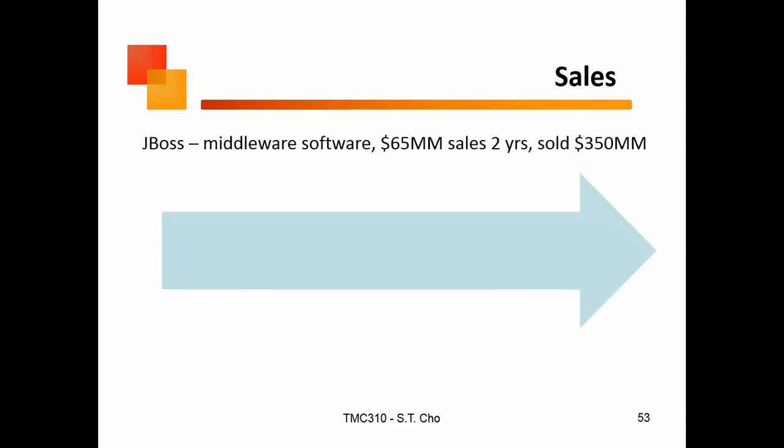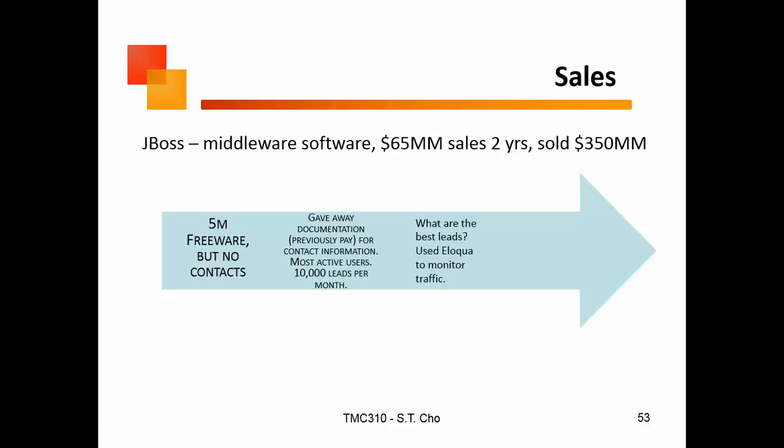And so here's an example. JBoss was a middleware software company. They sold for $350 million. They started out with freeware. And then they made the goofy mistake, because these guys weren't entrepreneurs, of not getting people's contacts. So what they did is they gave away documentation. They figured out what their best leads were. They used a software package, Eloqua, to monitor their traffic.